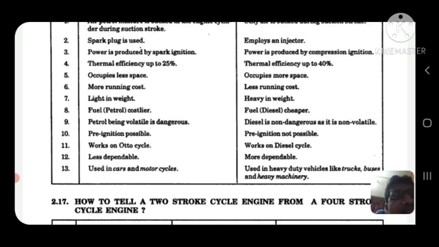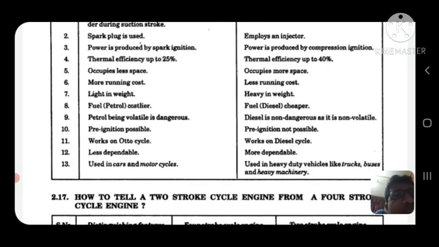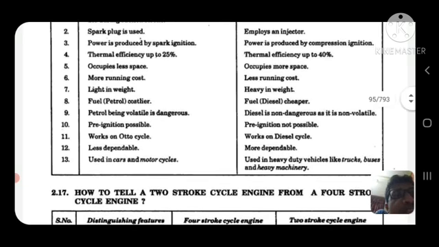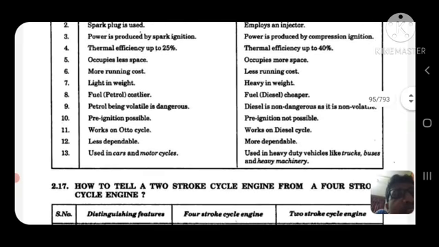Occupies less space, occupies more space. More running cost, less running cost. Light in weight, heavy in weight. Fuel, petrol is costlier, diesel is cheaper.